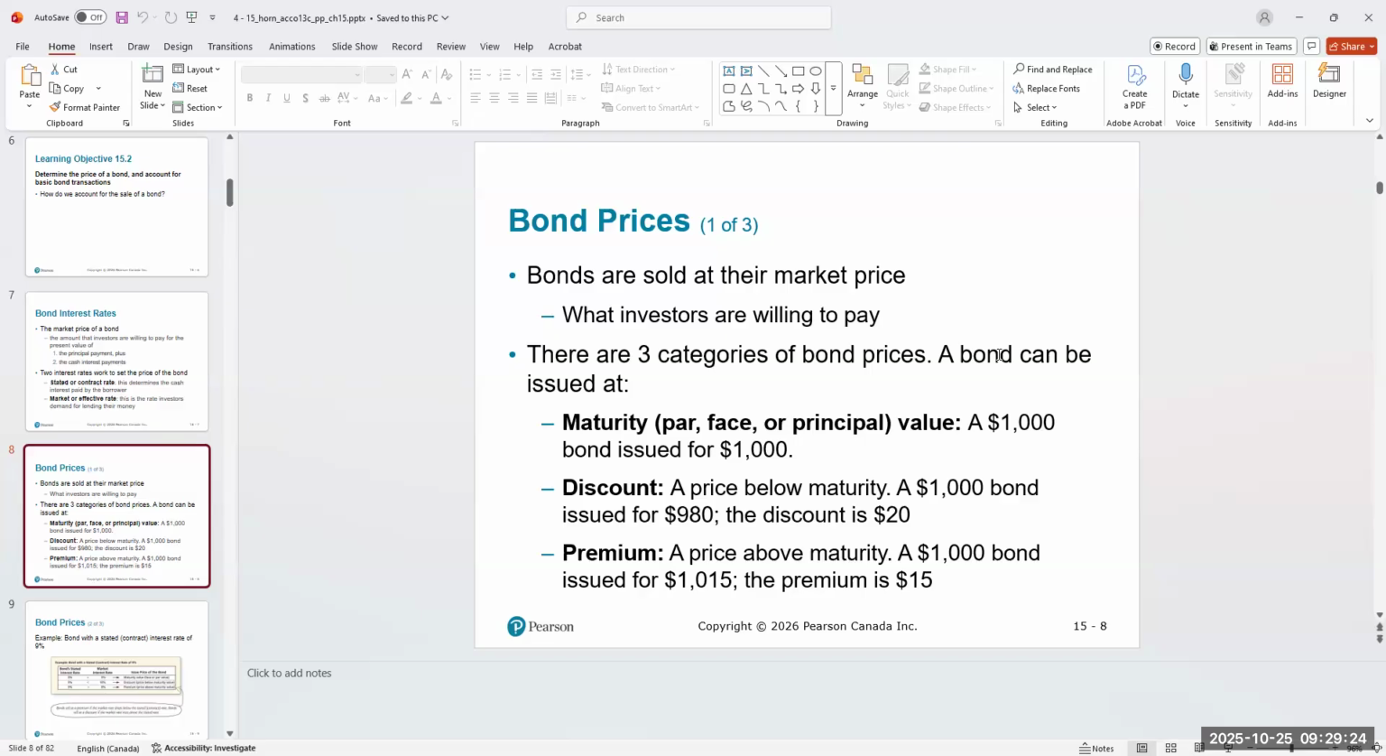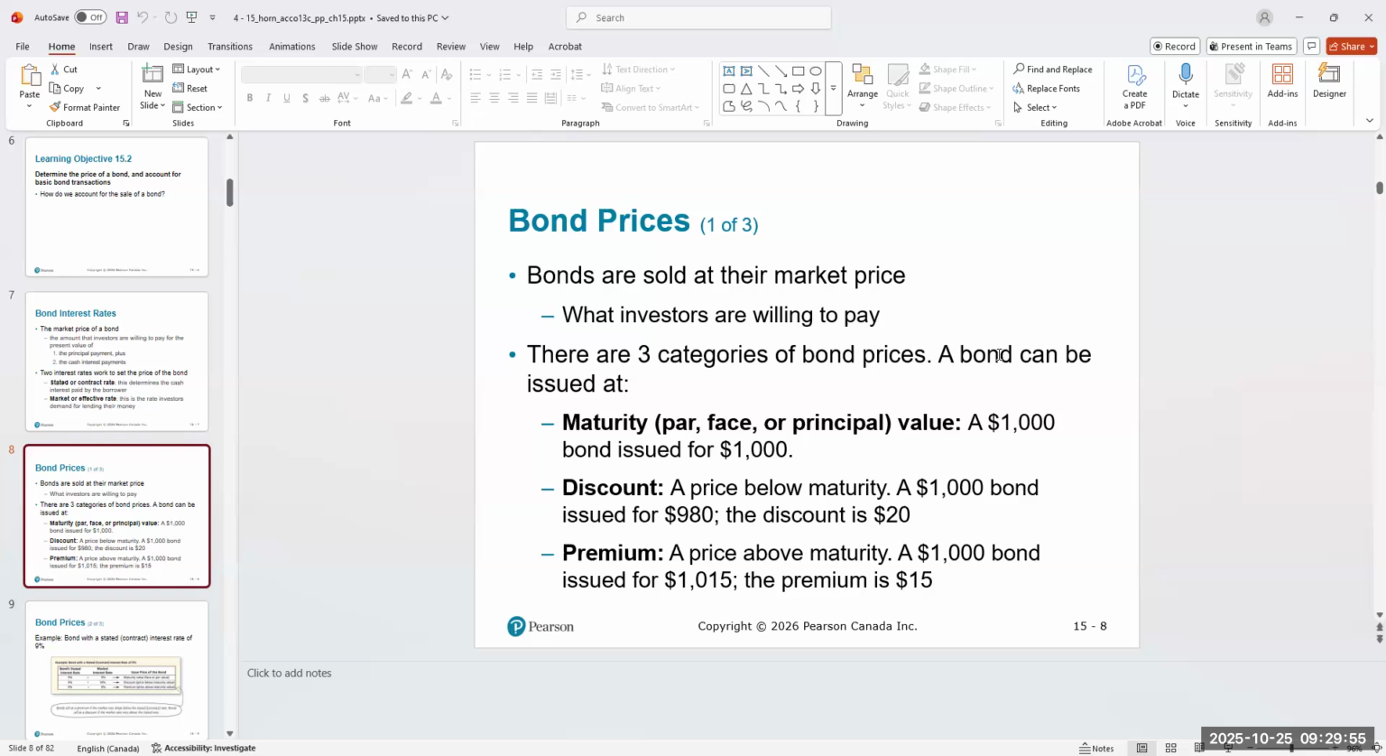Now, there are three categories for this scenario. First one is we can sell the bond at maturity or the par value or the face value or the principal value. So if you have a bond for 1,000, we can issue the bond for 1,000 and we can get directly $1,000.